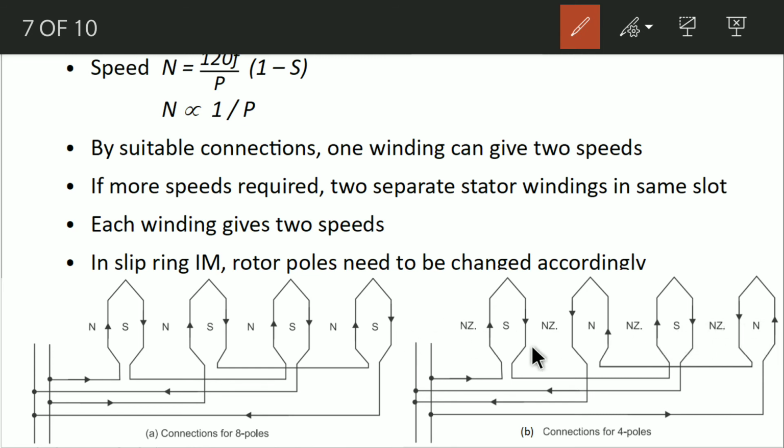As a result, we see here there are only 1, 2, 3 and 4. How many poles? 4. So the number of poles changes from 8 to 4 by interchanging these two connections. We can easily achieve this. So we can have a 2-speed motor by using this arrangement.